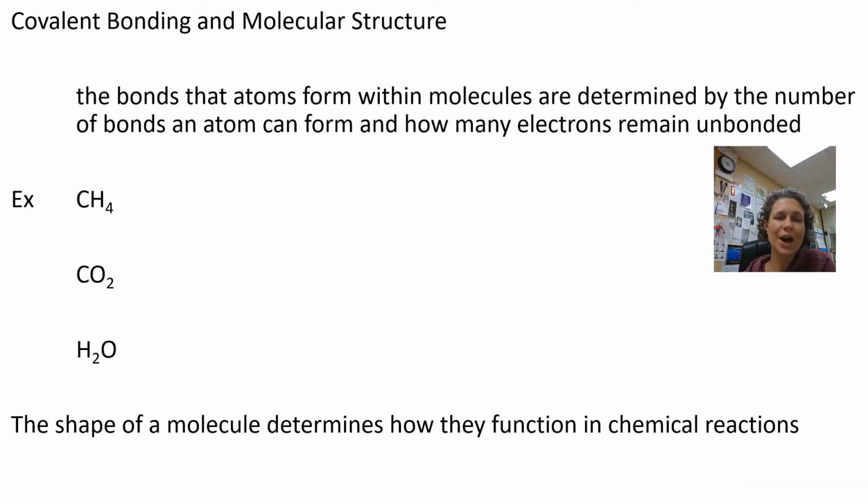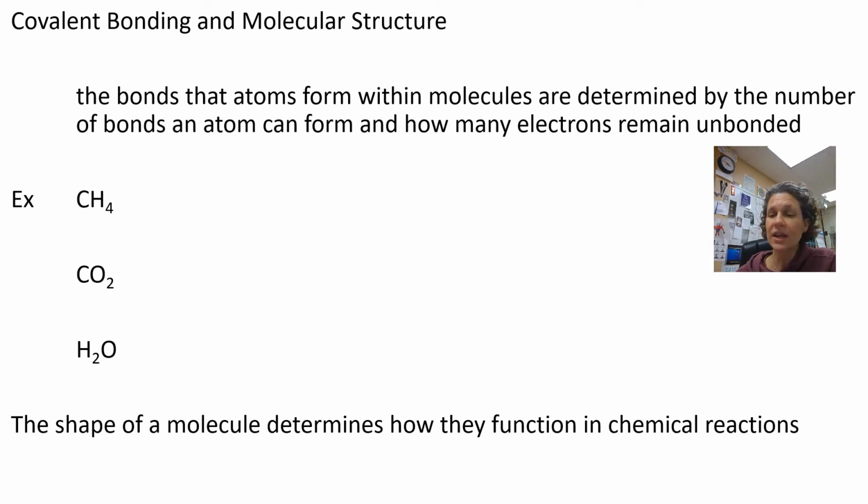Okay, so now with covalent bonding, you can determine the number of bonds that can form and the number of electrons. This all goes back to the shape, or it helps determine the shape, and it has a big influence on how these different molecules will react.